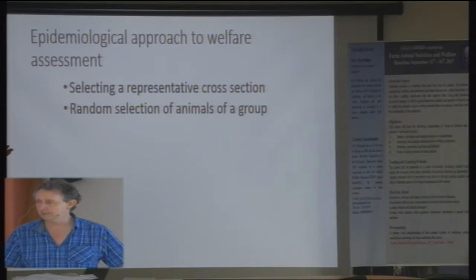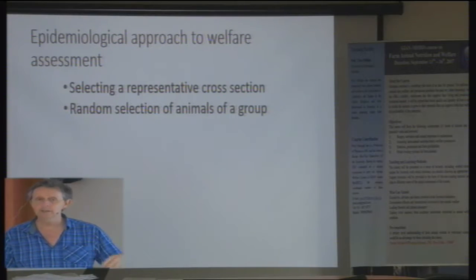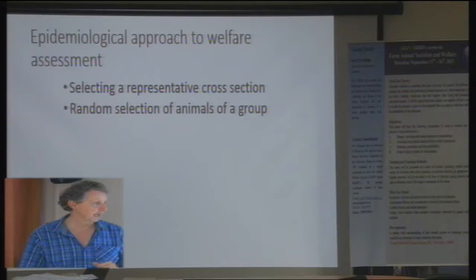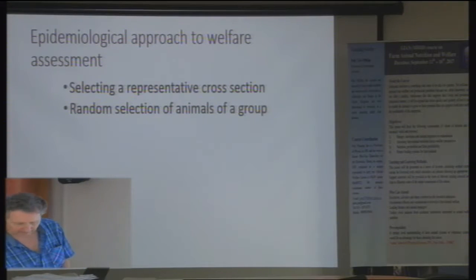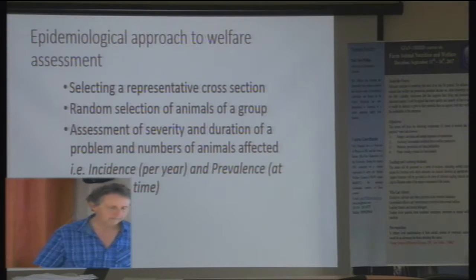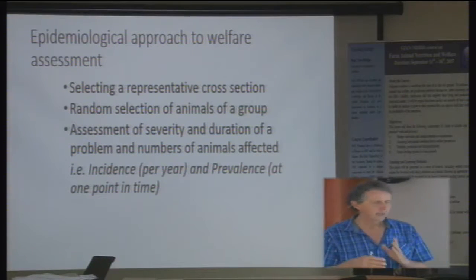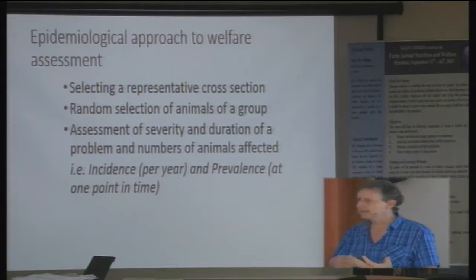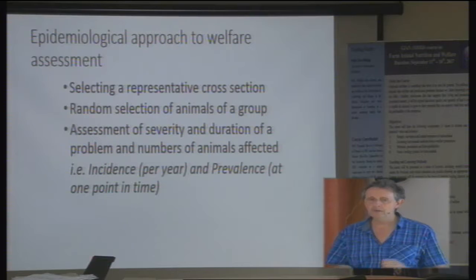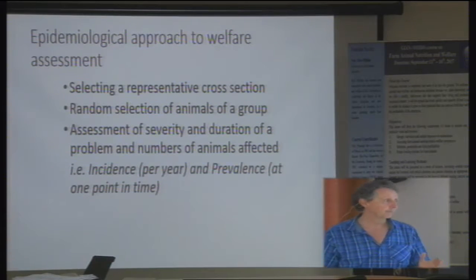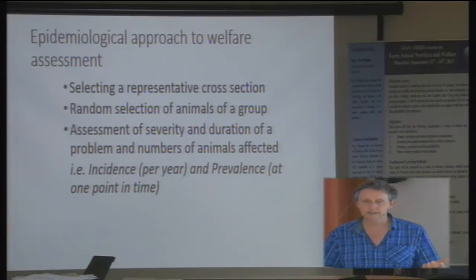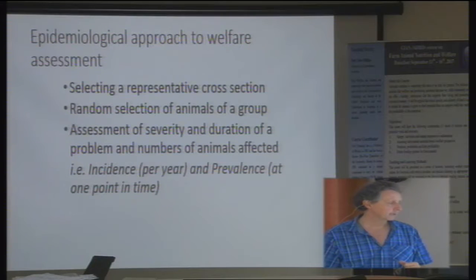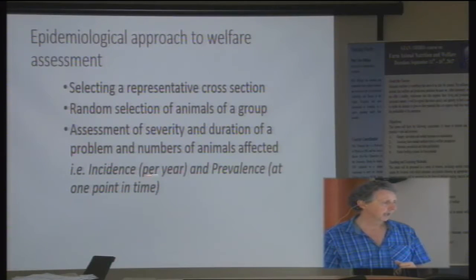If you go into a battery cage unit, are you looking at just the sick animals, or are you looking at an average animal? It may be a random selection of animals in a group, or you may have a targeted assessment. And then in that group of animals, you'd be assessing both the severity and the duration of a problem. So say cattle are getting lame. We need to know how long they're lame for and how severe it is. Or it could be mastitis. How severe is the mastitis causing pain to the animal? That leads us to develop incidences and prevalences.